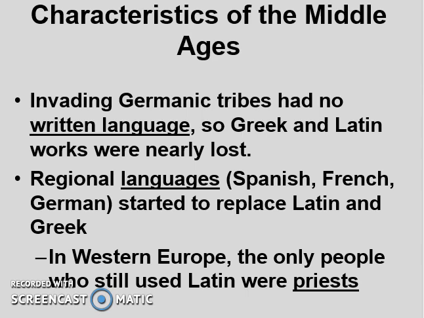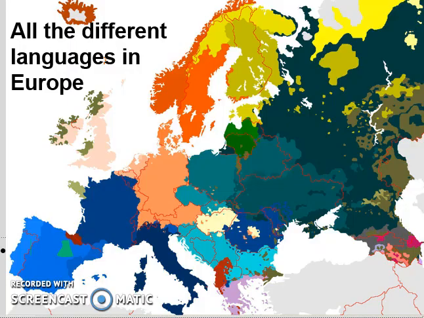Regional languages, including Spanish, French, German, started to replace Latin and Greek. So the main languages in the Roman Empire, Latin, and then Greek in the Byzantine Empire. And so all of these other regional languages are going to start replacing those, which means more languages, which means more separation between people because they don't speak the same language. So in Western Europe, the only people who still used Latin were priests.